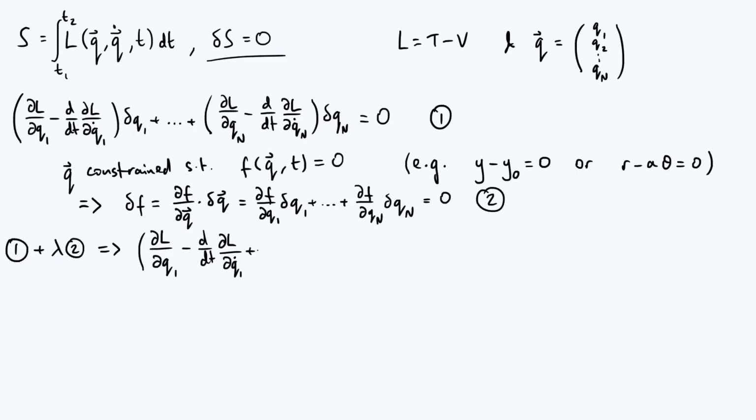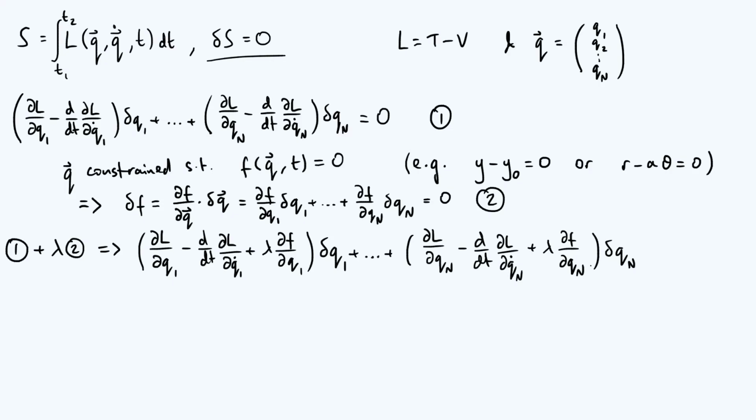This time we're going to add on from this term over here, our df by dq1 term. We're going to get an additional factor of lambda times df by dq1, and then that whole thing multiplied by dq1. Then you get all your other terms all the way up to the qn term, and because the right-hand sides of equations 1 and 2 are both 0, the right-hand side of the resulting equation, when we add them together, is still going to be 0.